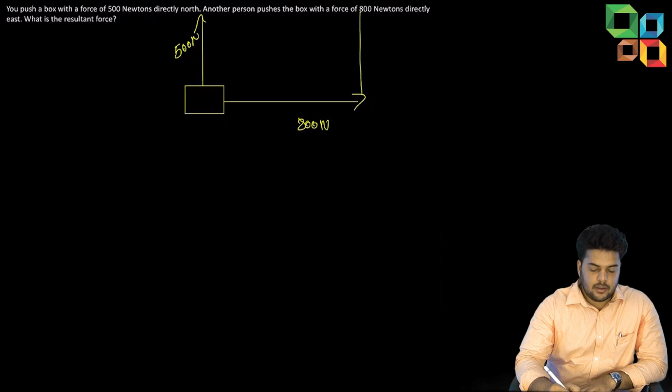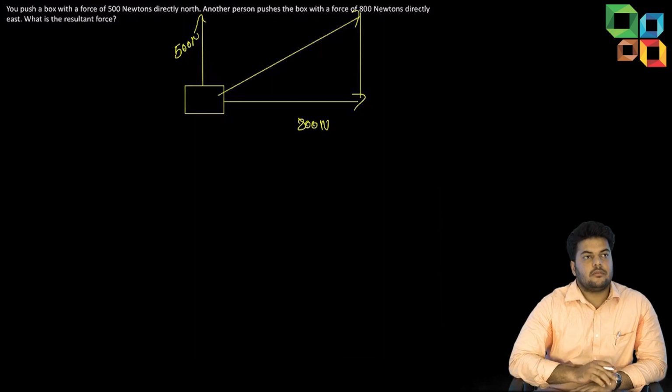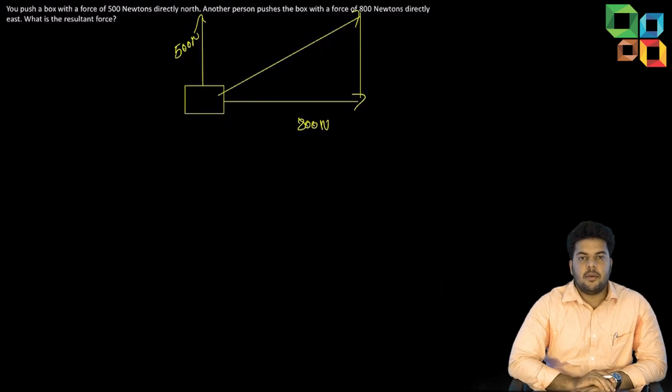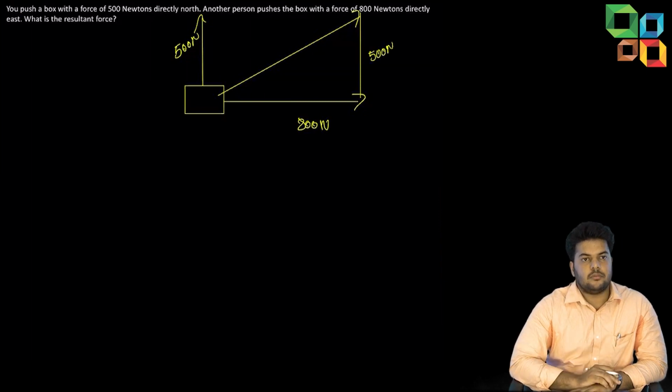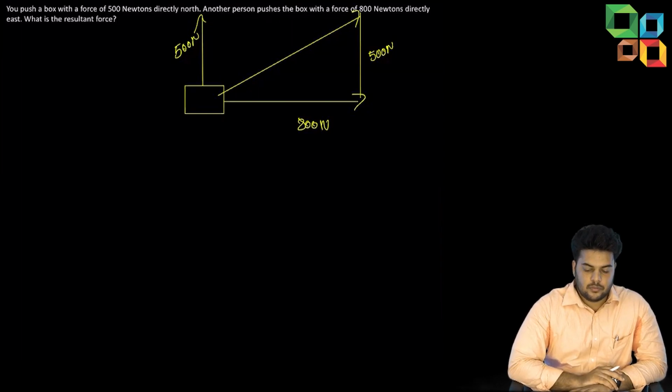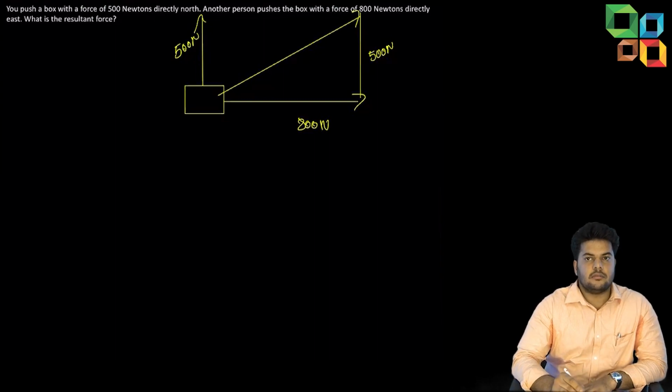Just add them vectorially, just to get the 500 Newton force over here and add it this way. Add it like the triangle. But to have the same effect as these two forces, with what strength should it pull? That is obtained by the Pythagorean theorem, isn't it?